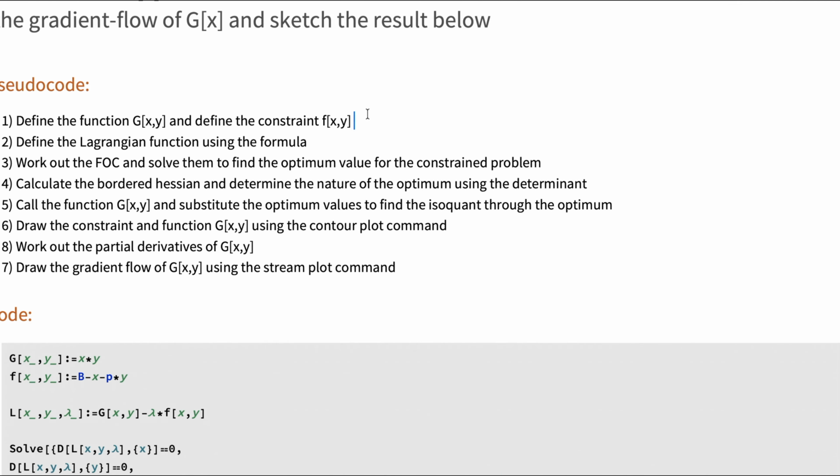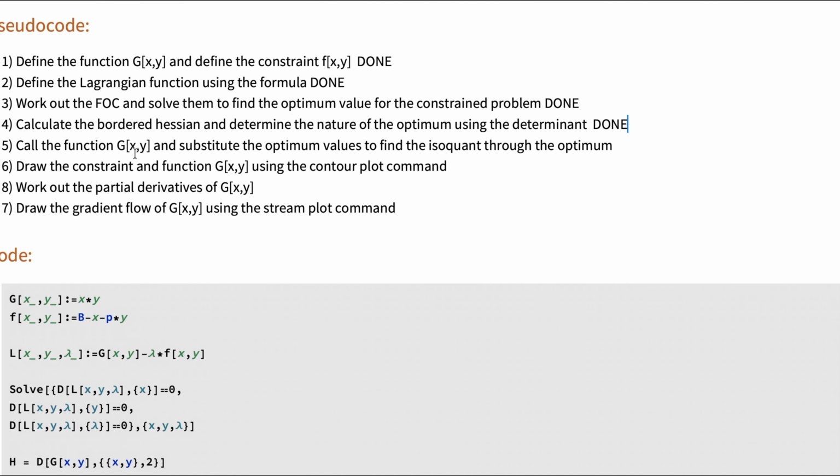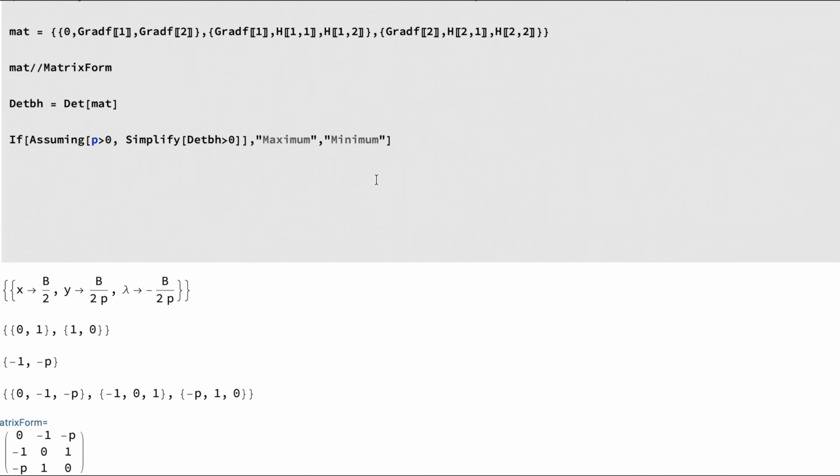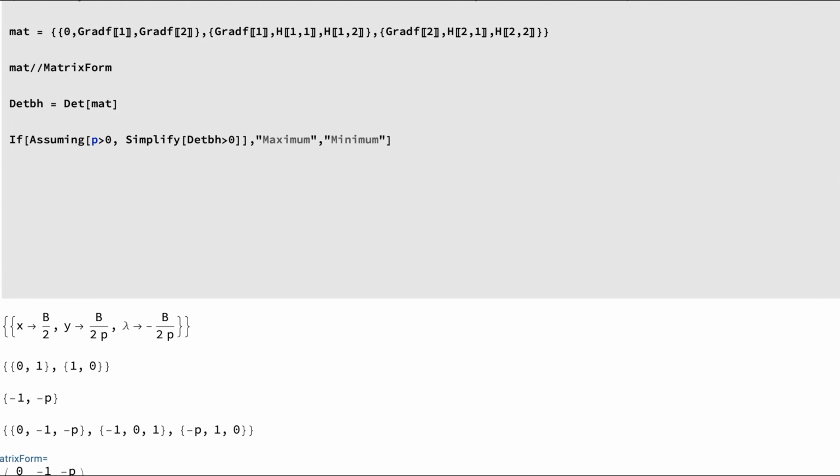So far we have defined the function and defined the constraint. We have defined the Lagrangian function. We have solved the first order conditions and found the optimum value. And we have calculated the bordered Hessian and determined the nature of the optimum. So the next step is to call the function g of x, y and substitute the optimum values to find the isoquant through the optimum. So we call the function g of x, y, and we are going to replace, so this stands for ReplaceAll, which just means replace the x and y with our solution.